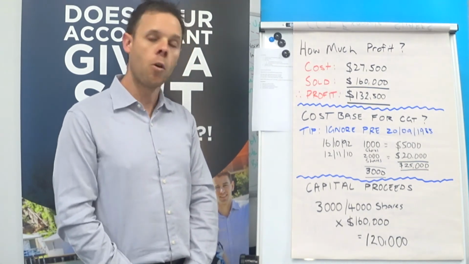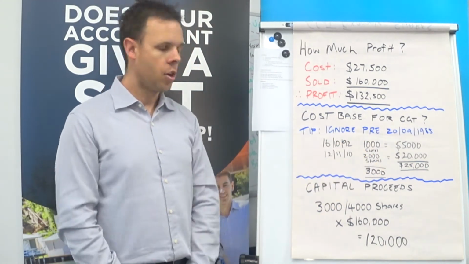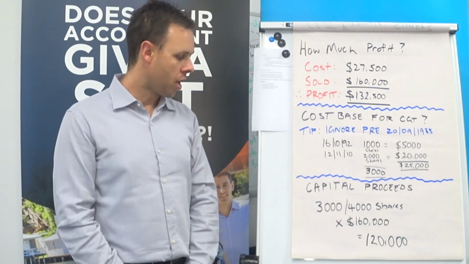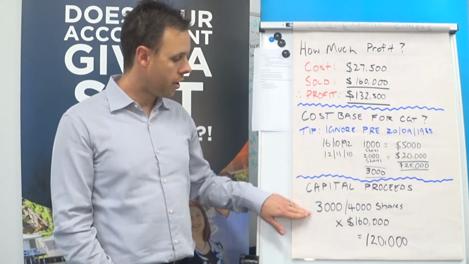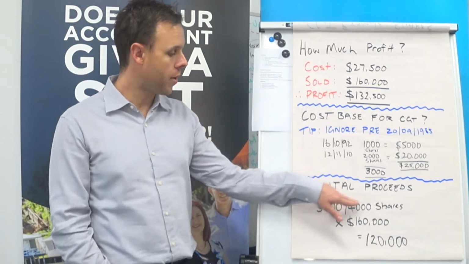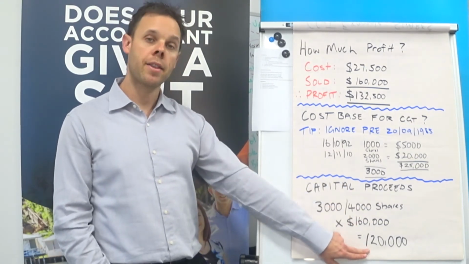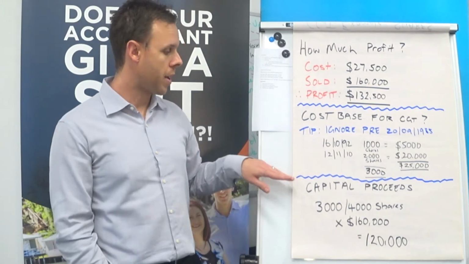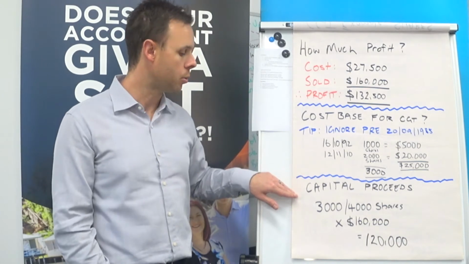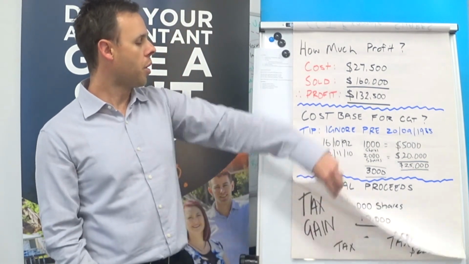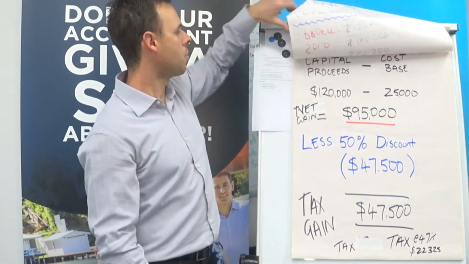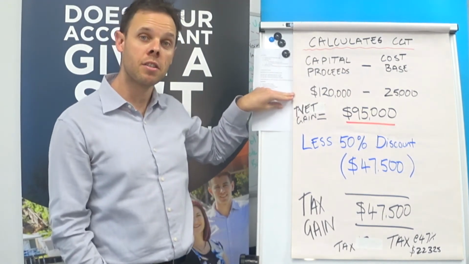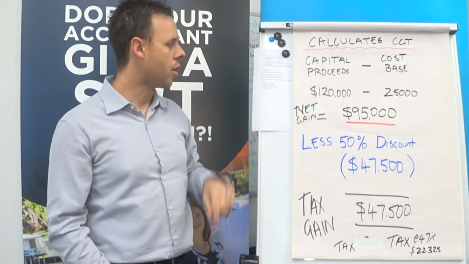Now, effectively, he did sell 4,000 shares, but only 3,000 of the shares were after that CGT date of the 20th of September 1985. So, what we're going to do is only concentrate on the parcel shares. So we're going to take a pro rata of 3,000 over 4,000 shares times 160,000. So the only amount that's going to be taxable capital proceeds is $120,000. When we talk about capital proceeds, we're only interested in what is going to be taxable. So only $120,000. To work out what that capital gains tax is going to be, we have capital proceeds less our cost base. So we had $120,000 less $25,000. The net gain is $95,000.